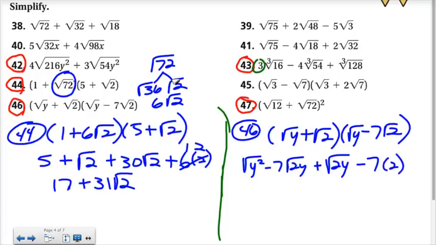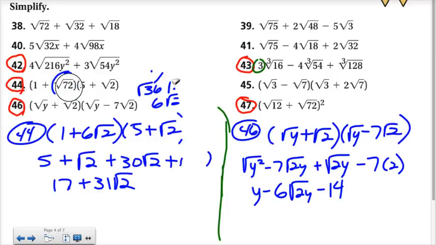So we have the square root of y squared in the front, and that's just y. And then we have a negative 7 square roots of 2y plus 1 square root of 2y, so negative 6 square roots of 2y. And in the back, minus 14. And those are what we end up with. And I know nobody's going to like that because we're sitting there looking at 3 terms. But remember, we can only combine those like terms as we go through here. And those are the like terms we ended up with, like it or not.